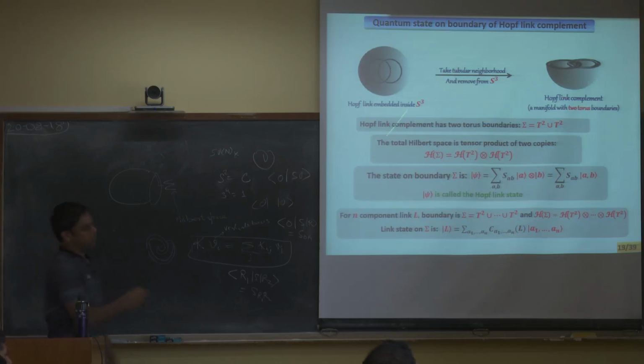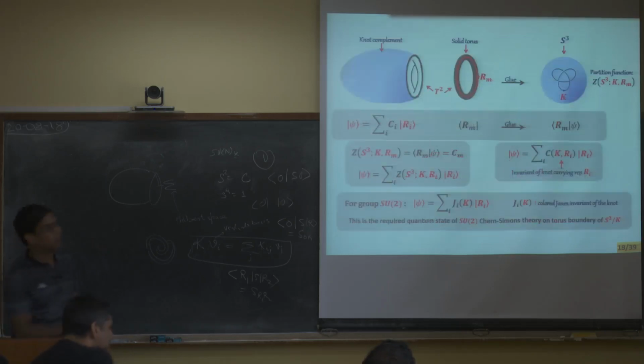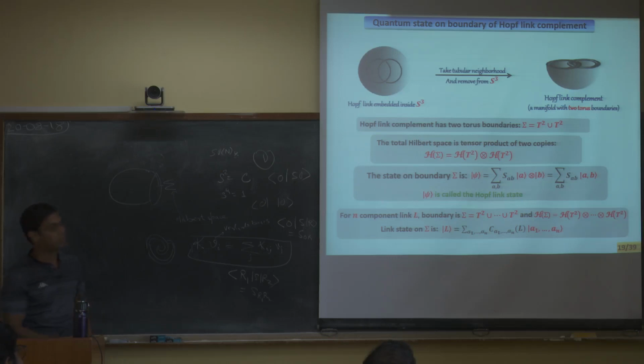So this was an example where we had a single knot. You can also have more than one knot. For example, this is a Hopf link where two knots are linked. You can do a similar exercise. You can take the tubular neighborhood and remove it from S3. Now you will get a manifold which has two torus boundaries which are linked together.